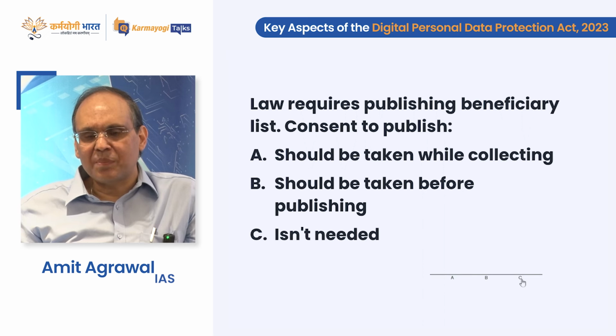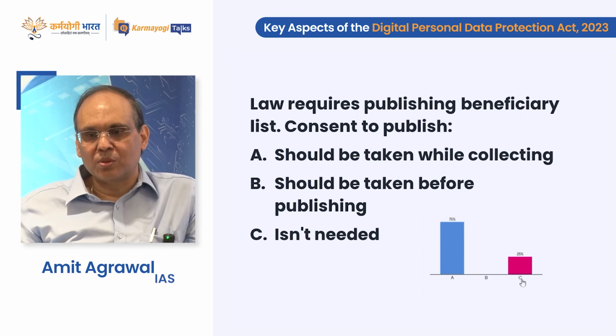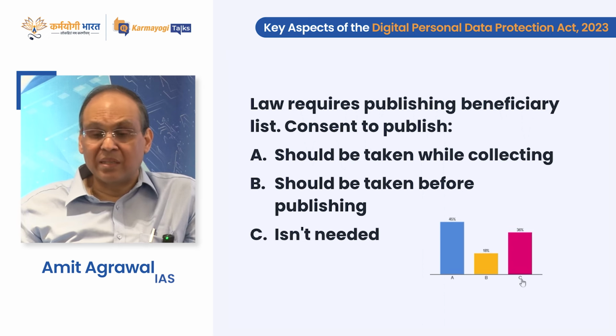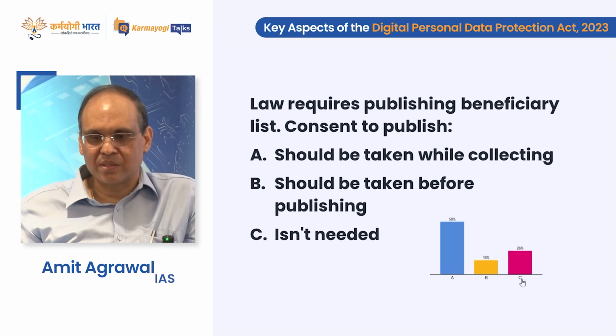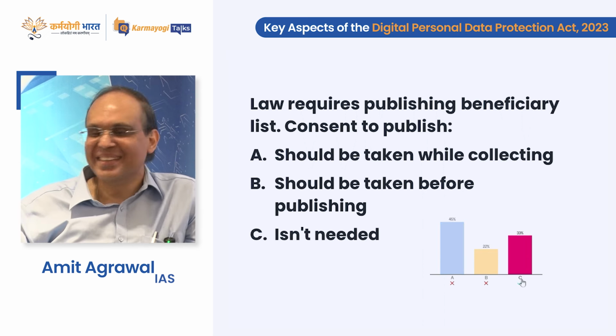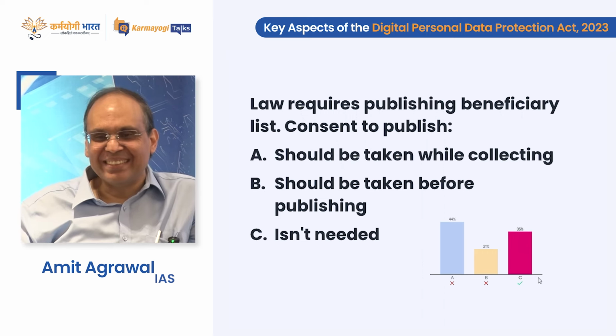Say a law requires publishing a beneficiary list, for example, MGNREGA requires you to publish. Now you are to publish it by that law, and there is DPDP now. So do you need to take consent at the outset, or do you reach out before publishing, saying I need to publish your name, do you agree, or is this not required? In our wisdom, I'll tell you what the answer is. It's C. So C is the right answer.